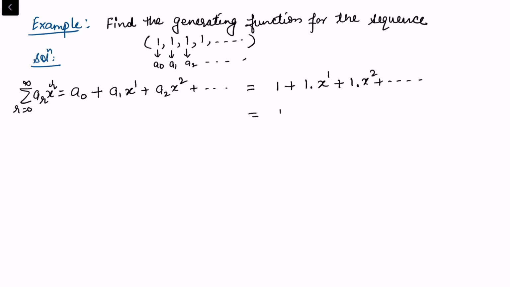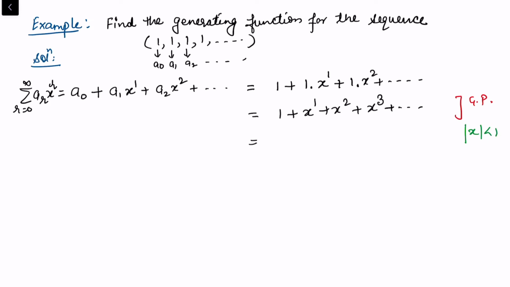This means the series is 1 plus x to the power 1 plus x square plus x cube and so on. Now we can notice that this is a geometric progression, or we can simply say that this is a geometric series, and here the common ratio is x. And we also notice that we assume that these power series are convergent. So assuming that mod x is less than 1, the series is convergent.